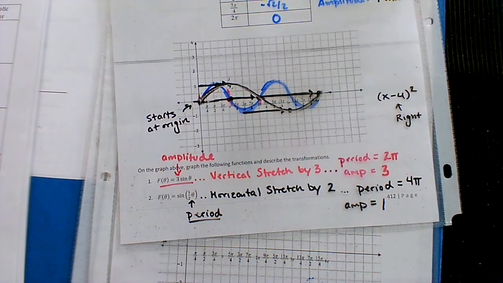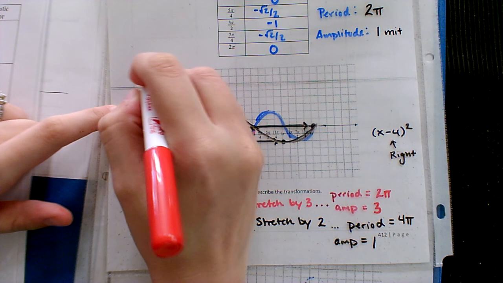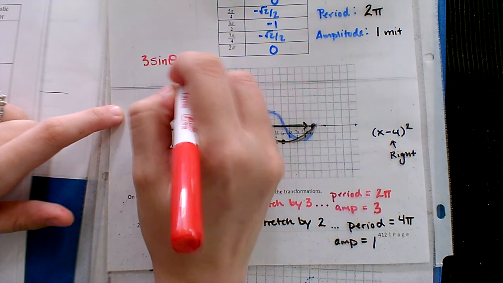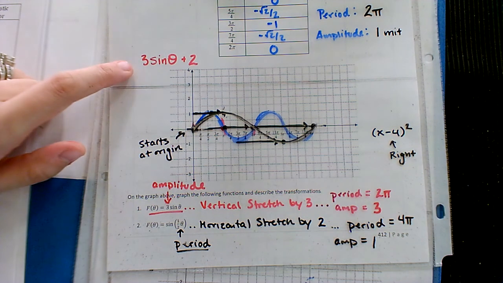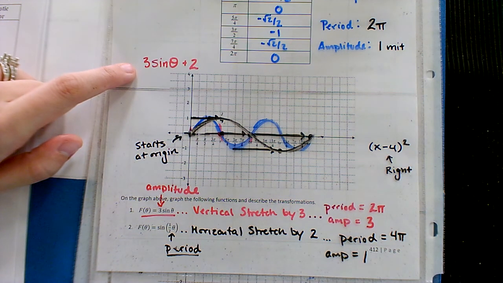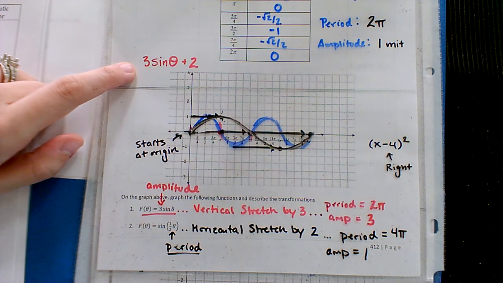Let's see. Before we start cosine, we'll probably do that one tomorrow, but I have one more question for you. What if I were to give you 3 sine of theta plus 2? Can we think about what that graph might look like? Or how this blue graph would be changed?